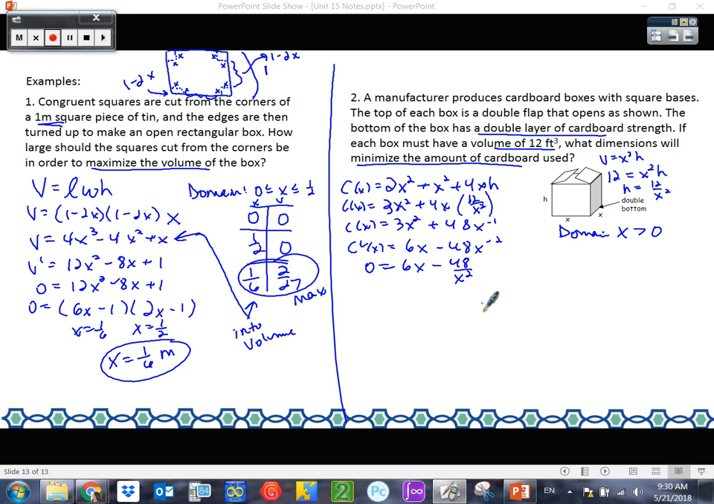I'm going to put it back in normal form because we're getting ready to solve. What I would do is move this to the other side. 48 over x squared equals 6x. And I would cross multiply. That's how I would solve it. There are many other ways to solve this. This is just what I would do. So I have 6x cubed equals 48. X cubed equals 8. X equals 2. Really, we only have one critical number.